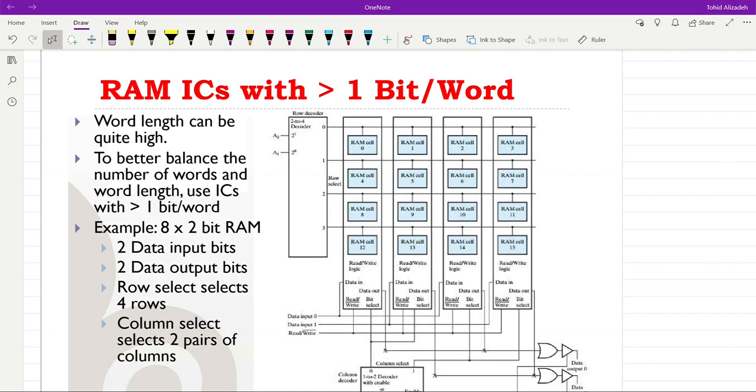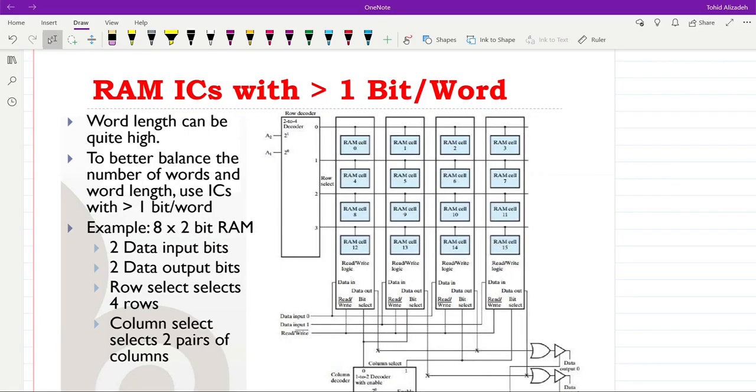In the previous examples, our RAM ICs had words of a single bit width. Now we are interested in increasing the width of our words. Indeed, we want to have words which have more than 1 bit as their content. Over here, you can see how we can do it.